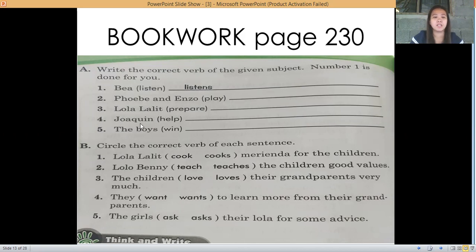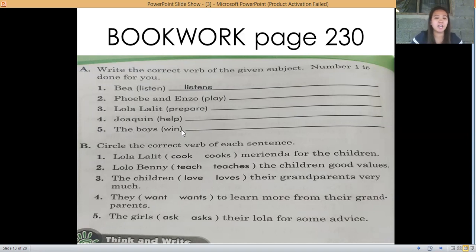Next, number 3, Lola Lalit. Lola Lalit is only 1. So what is the correct form of verb we're going to use? Ready and write. Now, number 4, Joaquin. Joaquin, and the verb is help. What is the correct form of verb we're going to use? Please write your answer. And number 5, boys. Boys, it's plural. So what is the correct form of verb we're going to use?